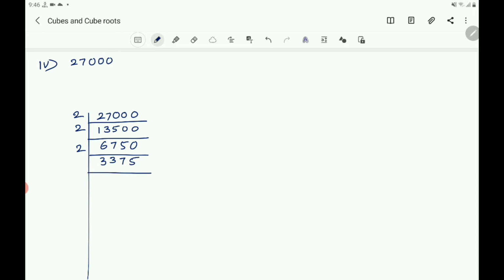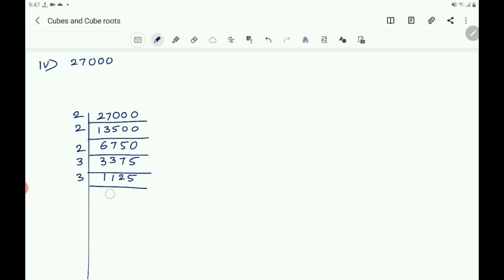Then you know that it is not divisible by 2. Then you try it by 3. 3 plus 3 is 6. 6 plus 7 is 13. 13 plus 5 is 18. So it is divisible by 3. Divide by 3. 3 1s are 3, 3 1s are 3, 3 2s are 6, 3 5s are 15. Again it is divisible by 3. 3 3s are 9, and 1, 2, 3, 4 3s are 12.